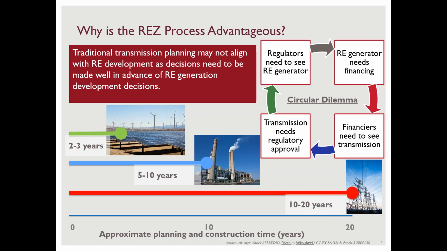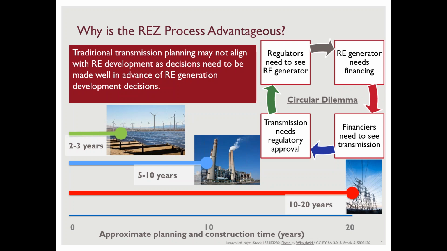But then if we move around the circle another step, we see a problem arises if there's not already transmission near that proposed renewable energy generator. And new transmission lines to access this resource need regulatory approval. So we need more regulatory approval to build and access the transmission lines to access these resources. And then completing the circle, going back around to the top, we see regulators really need to see some committed renewable energy generators in order to sign off on the construction of these new transmission lines, which brings us back to the renewable energy generators needing financing. So the renewable energy zone really helps us to overcome these two difficulties in traditional transmission planning processes: the timescale misalignment and this circular dilemma.